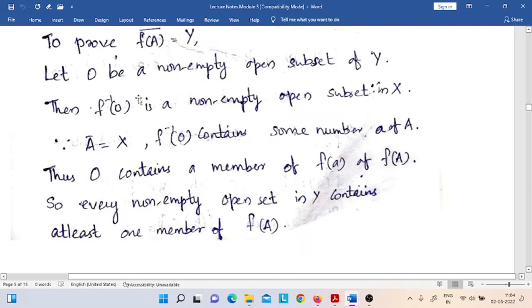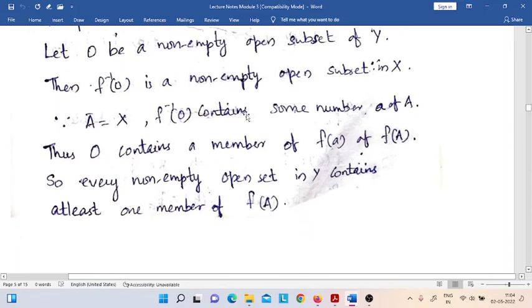We know that F is continuous, and due to that reason, whenever we choose an open subset of Y, its inverse image, that is F inverse of O, must be open in X. Also, closure of A equal to X. I have already stated that, because A is a countable dense subset of X.